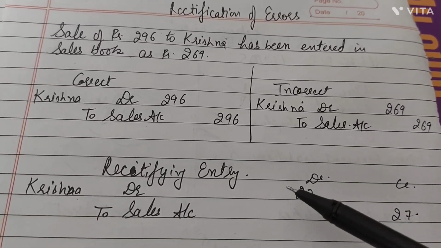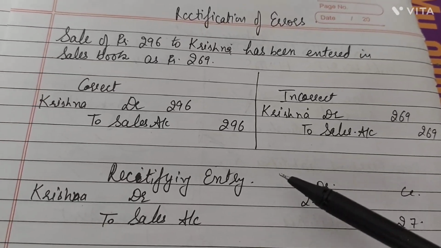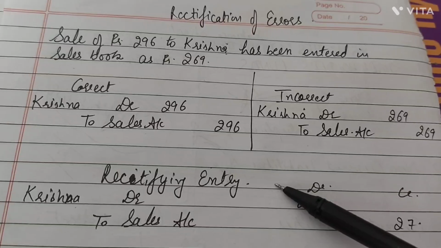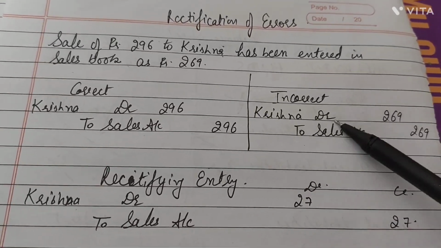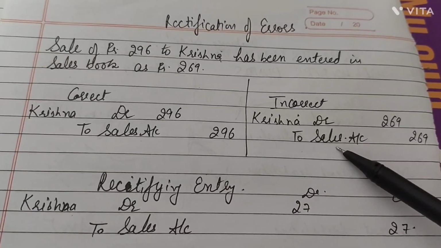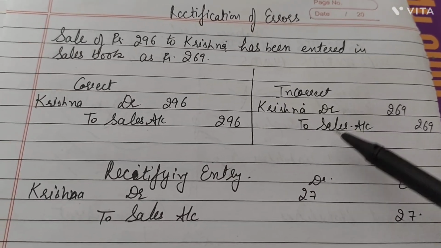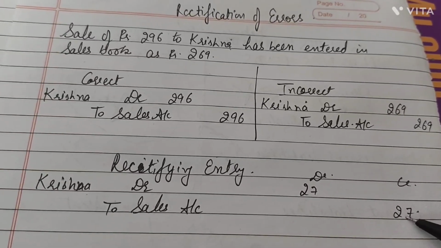So we need to rectify the same, we need to correct our mistake. When we have to correct our mistake, what was done wrong needs to be corrected. So the wrong was this: we debited less for Krishna, we credited less for sales. So now the rectification entry becomes Krishna to sales with rupees 27.